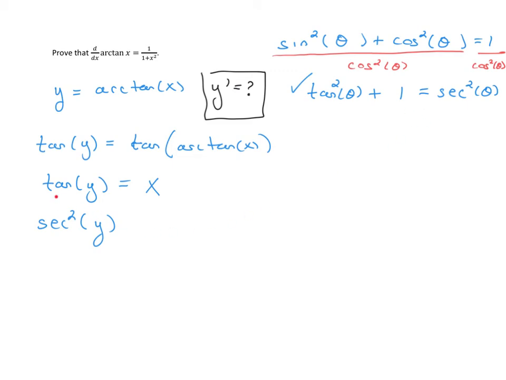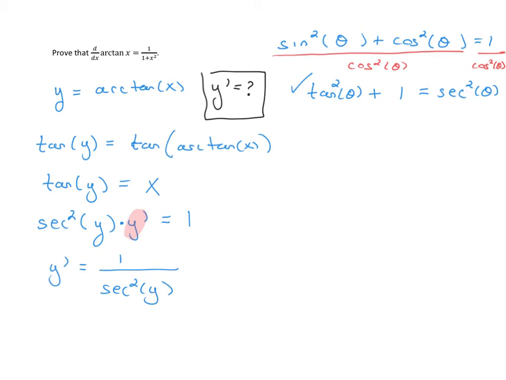Now back to this. Tangent goes to secant squared of y, but by the chain rule, I have to multiply by y prime. On the other side of my equation, I'm taking the derivative with respect to x, and this x goes to 1. If you want to solve for the derivative, I want this thing by itself, that's not bad. I can divide secant squared of y to both sides. So the derivative is equal to 1 over secant squared of y. And in terms of implicit differentiation, that's it.